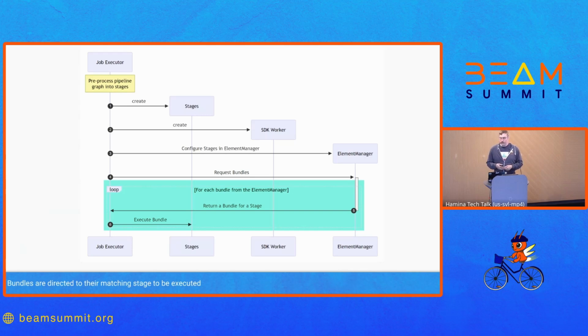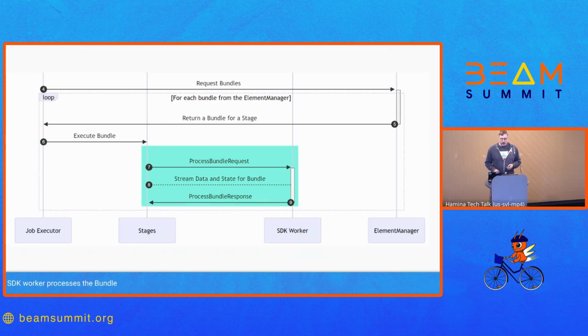Each stage can execute independently, and this is largely all the job executor does until the job either reaches a successful termination or encounters a failure. Each bundle is taken from the queue that we've produced and sent off to the appropriate SDK worker, or processed locally in memory if it is a runner side transform, like a group by key, for example.